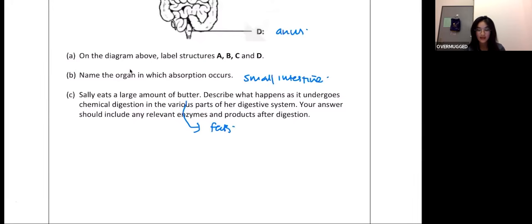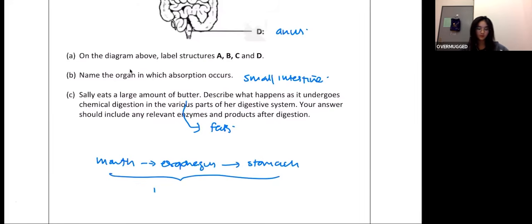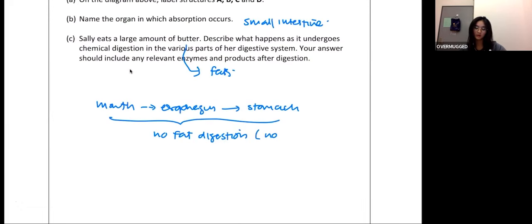But you have to let the examiner know that you know it can't take place in the other organs because lipase is not present. So you have to tell me that as it goes from the mouth to the esophagus to the stomach, as it passes through these organs, there is no fat digestion. So no butter digestion, basically, because there are no lipases present.